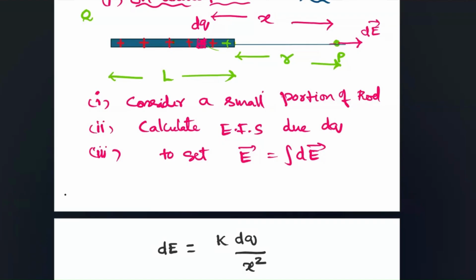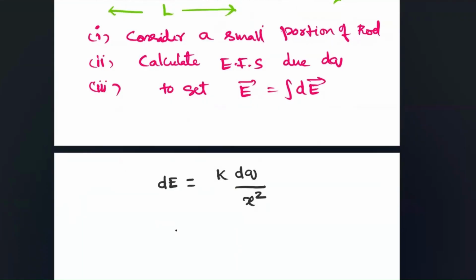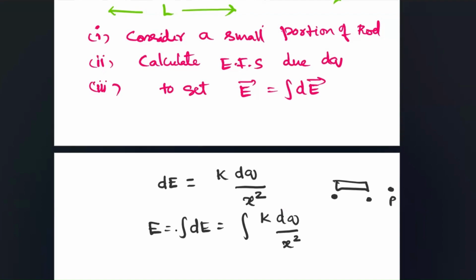Clear? To get the total value, what do you have to do? You should integrate this equation. So E is equal to integral dE, integral K into dq by x square. What are the integral limits? From where to where do you have to consider? From the first end of the rod to the last end. The total rod you have to consider. The point P is at a distance r from the first end of the rod. The length of the rod is L, so the second end is at R plus L. So the limits are from R, the first end, to R plus L, the last end.